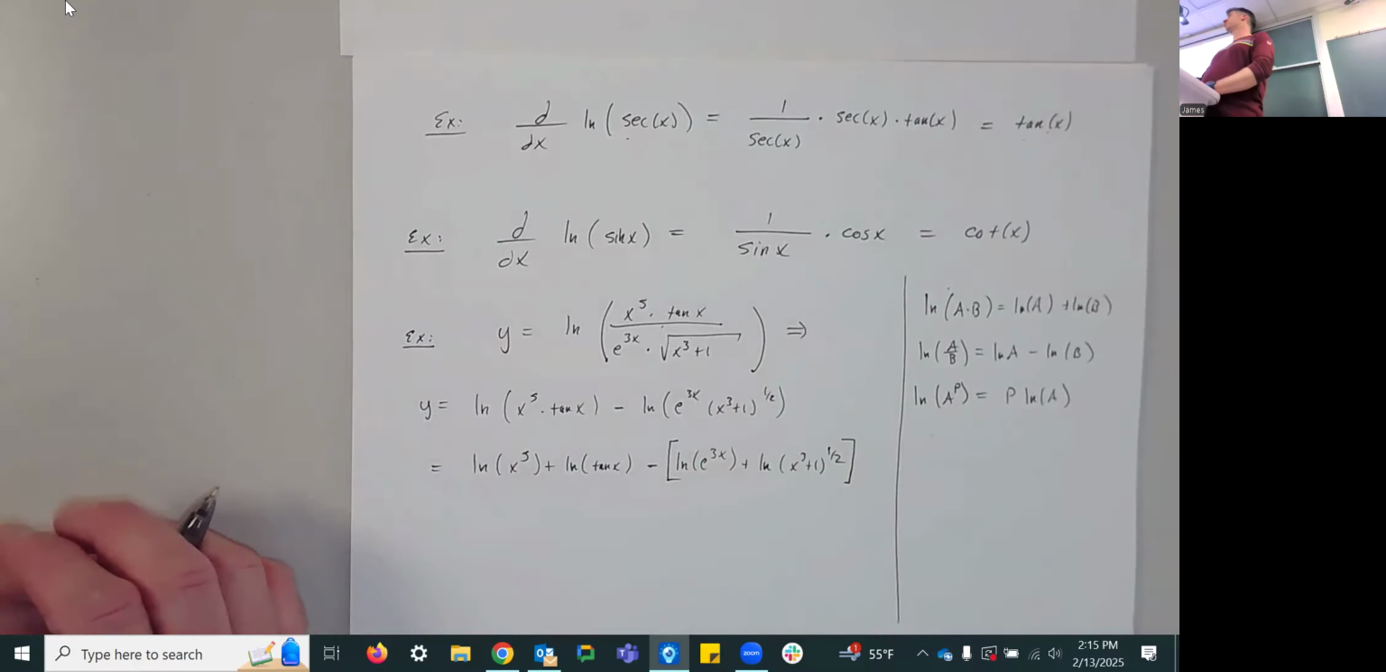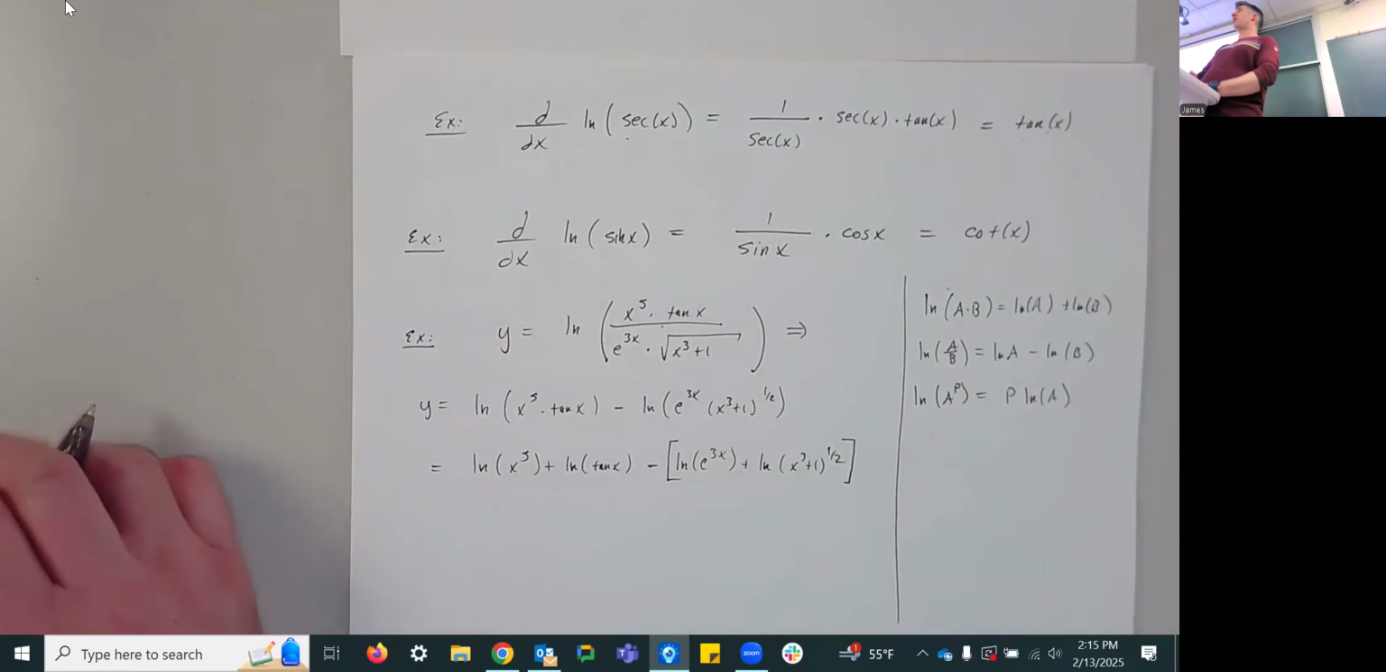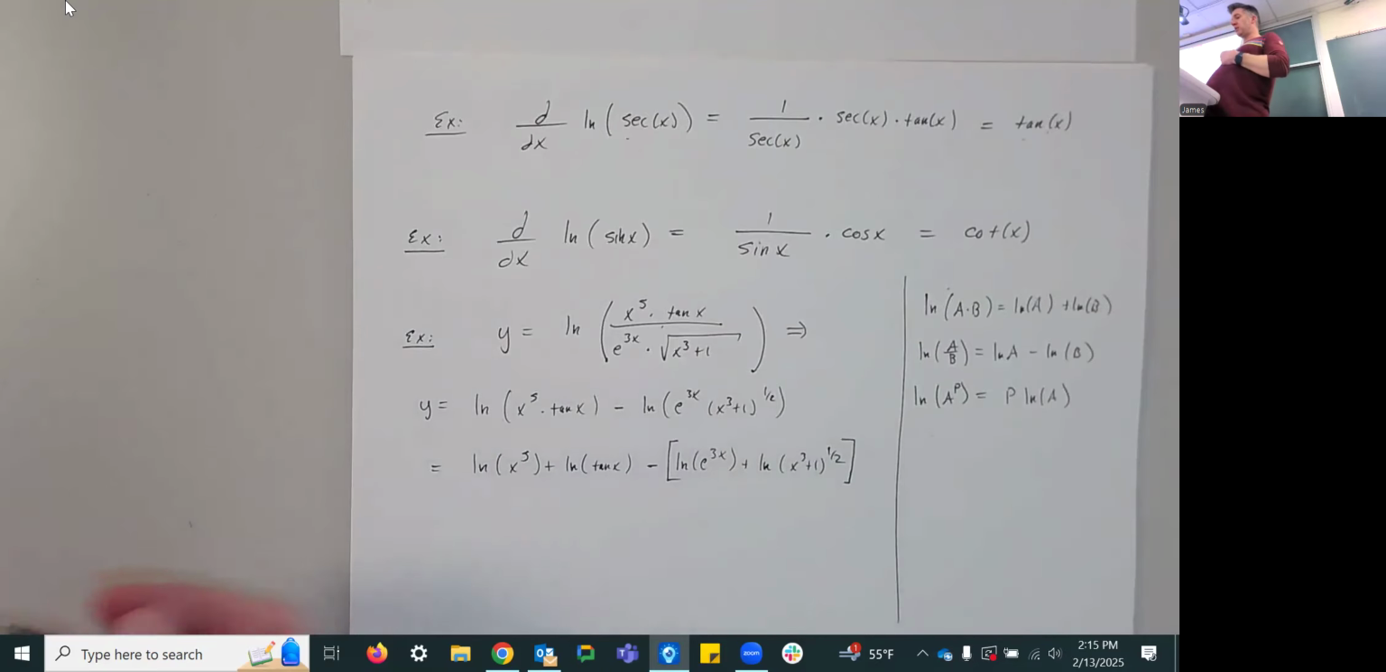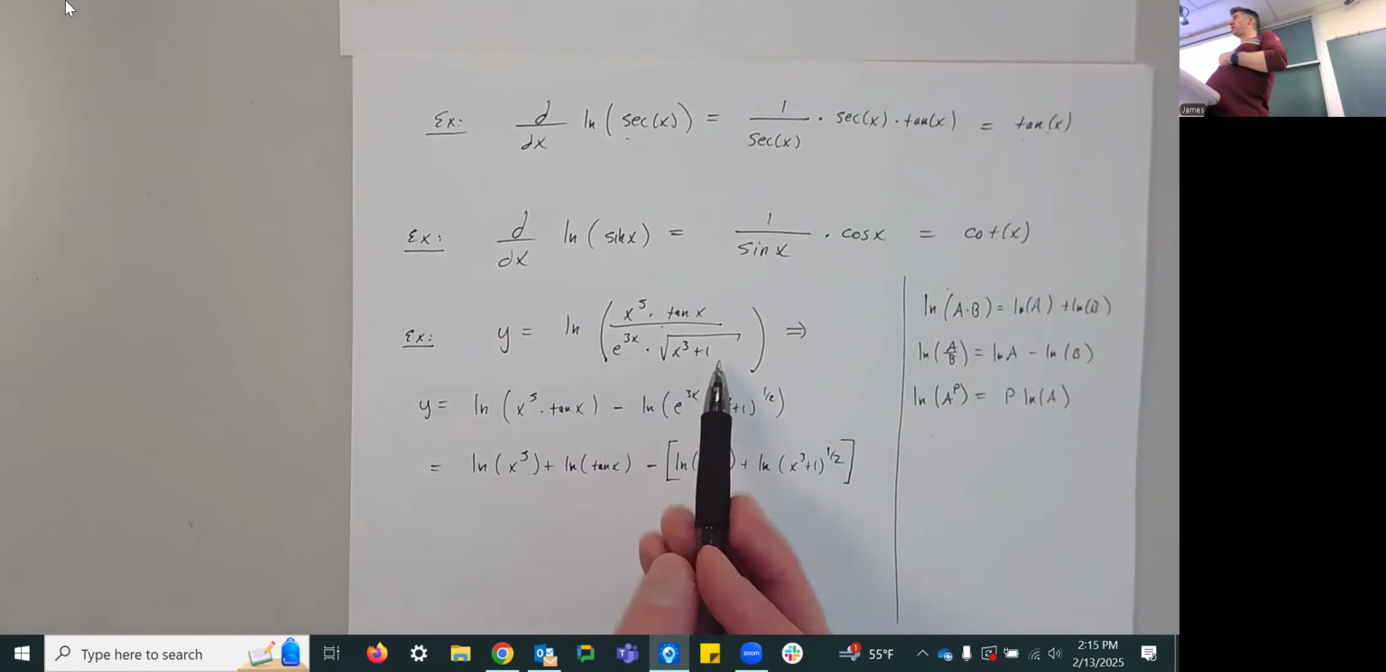Here's what I would like you to observe. When you break up a logarithm like this into its constituent pieces that are simpler, every factor in the numerator ends up with a positive natural log. Every factor in the denominator ends up with a negative logarithm, if you distribute them the same way.